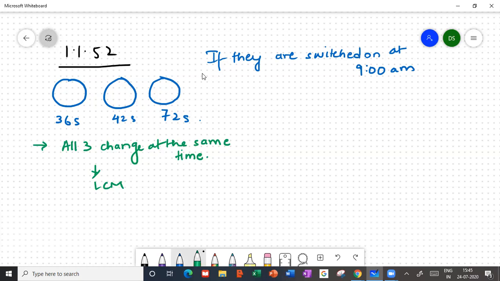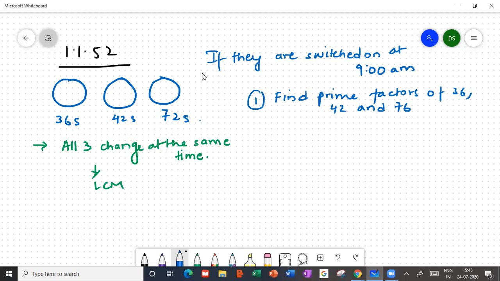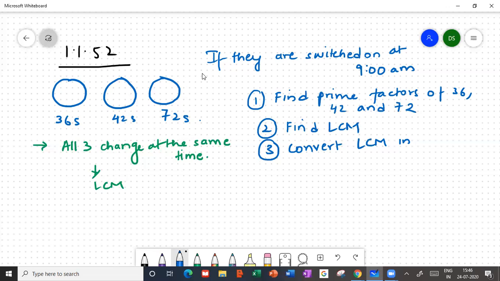Okay, I'll do it here. So what you need to do is first find the prime factors of 36, 42 and 72, correct? And then you find the LCM. Convert the LCM into minutes. Add it to 9. Isn't it? Okay, so you got it till here, right?